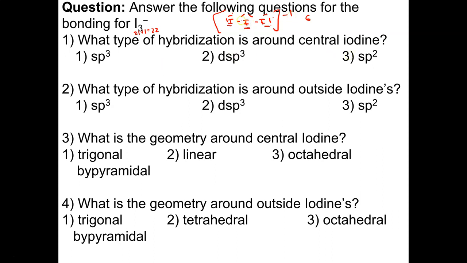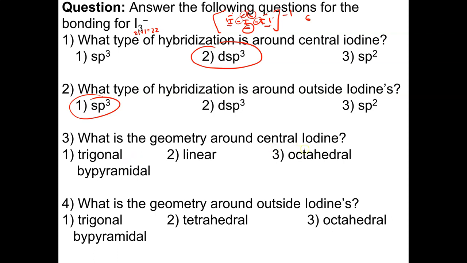What type of hybridization is around the central iodine? So what kind of hybridization is this? Remember, it's based on domains. That's all it is. 1, 2, 3, 4, 5. 5 domains is going to be dsp3. Because you have to memorize it by then. What type of hybridization is around the outside iodines? Well, that's going to be 1, 2, 3, 4. 4 is going to be sp3. That's for both of them.